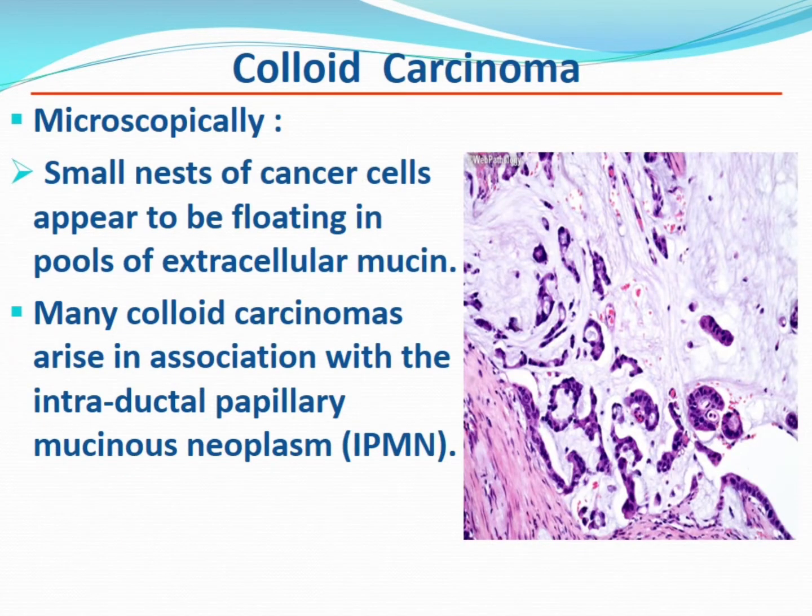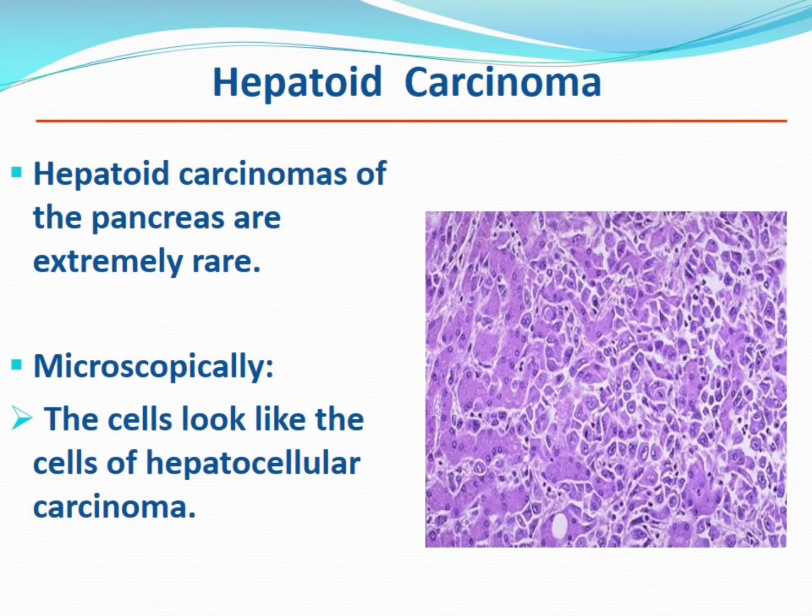Colloid carcinoma, microscopically, there are small nests of cancer cells floating in a pool of extracellular mucin. Many colloid carcinomas arise in association with intraductal papillary mucinous neoplasm. Hepatoid carcinoma. Hepatoid carcinomas are exceedingly rare. Microscopically, the cells look like cells of hepatocellular carcinoma.